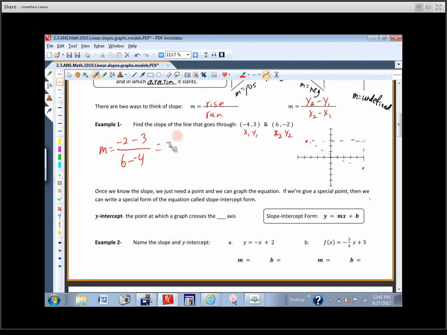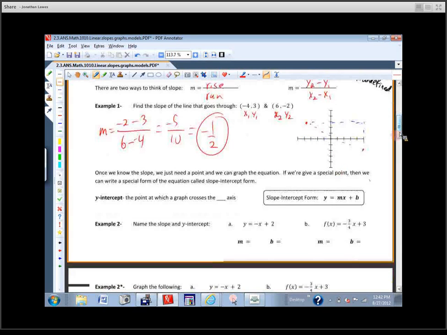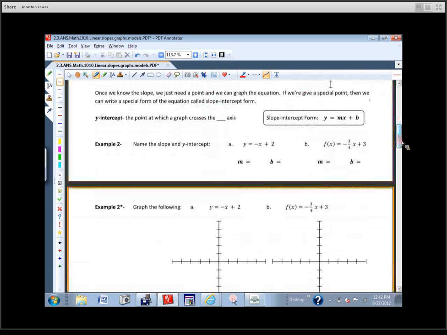So this should actually be -5 on the top, and what goes on the bottom? 10. So we'd reduce that, -1/2. There's our fraction that represents how steep it is. Does it go down from left to right? Should it be negative? Yep. And is it very steep? It's not really steep, so a slope of -1/2 looks pretty good. Any questions there? We okay with that? Okay. All right, let's take a look at the next one.